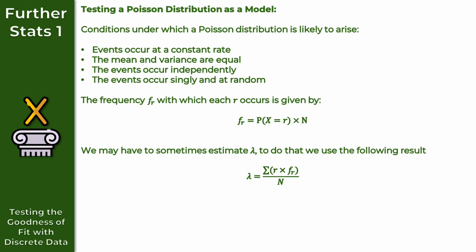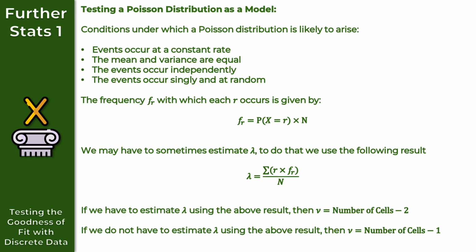And then finally, if we do have to estimate lambda using this result, then our degrees of freedom, just as we saw for the binomial distribution, is equal to the number of cells minus 2. However, if we don't have to estimate our parameter lambda using the above result, then our degrees of freedom nu is equal to the number of cells minus 1. Hopefully all nice and straightforward just to get us started.